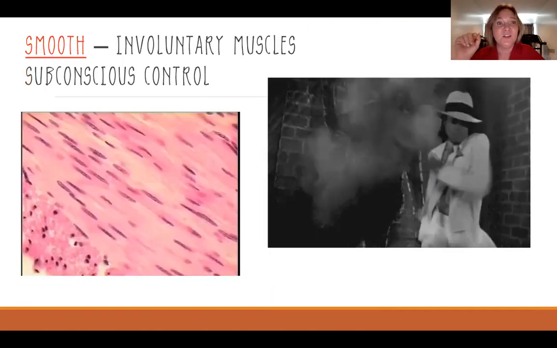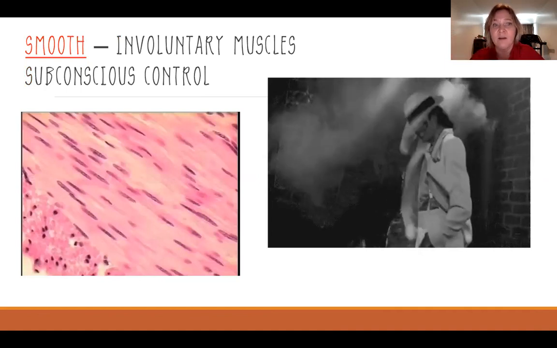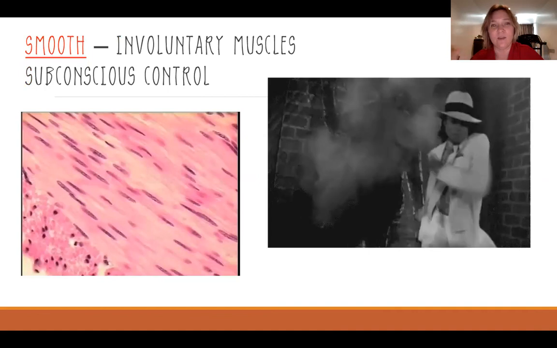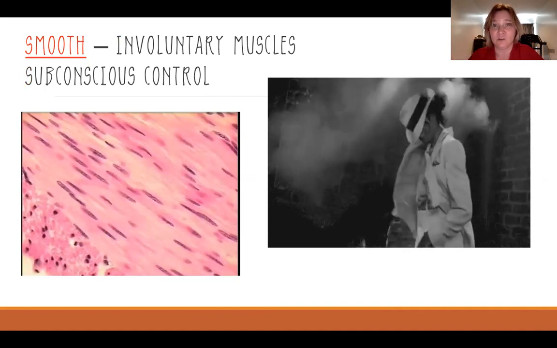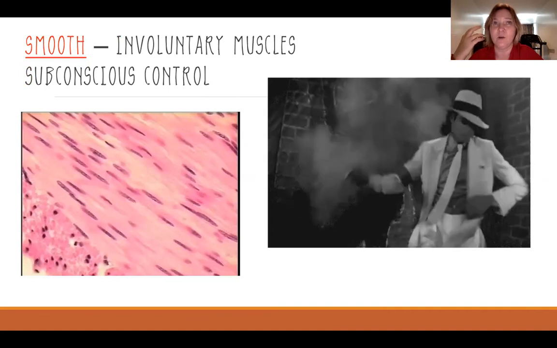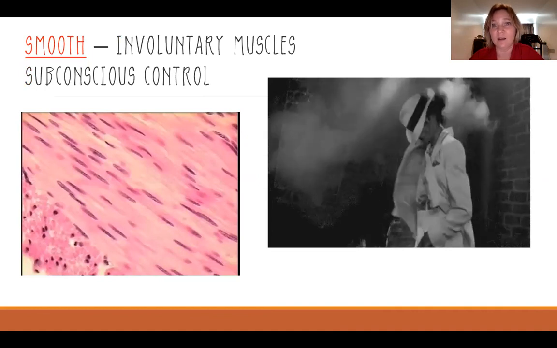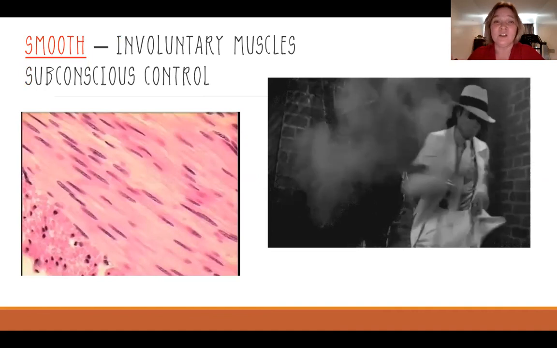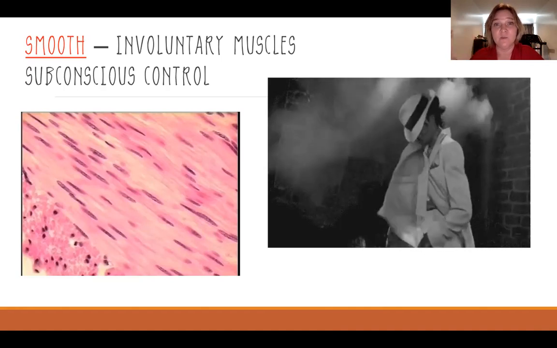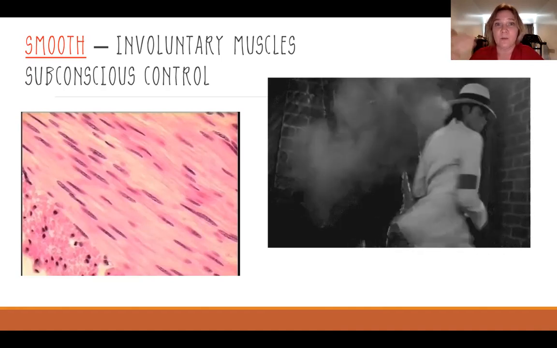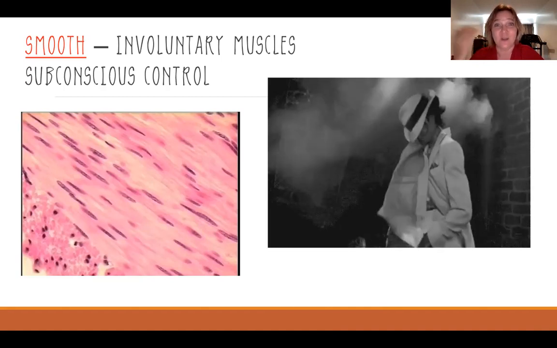The second kind of muscle is smooth muscle. Again, you can see the micrograph from the bottom. You can see it looks kind of wavy. These are involuntary muscles. They are under subconscious control. So your brain coordinates the contraction of smooth muscles automatically. You don't have to think about it. If you imagine, let's say your digestive system, the digestive system has to have smooth muscle to move the food through your body. And thank God we don't actually have to think about contracting those muscles.